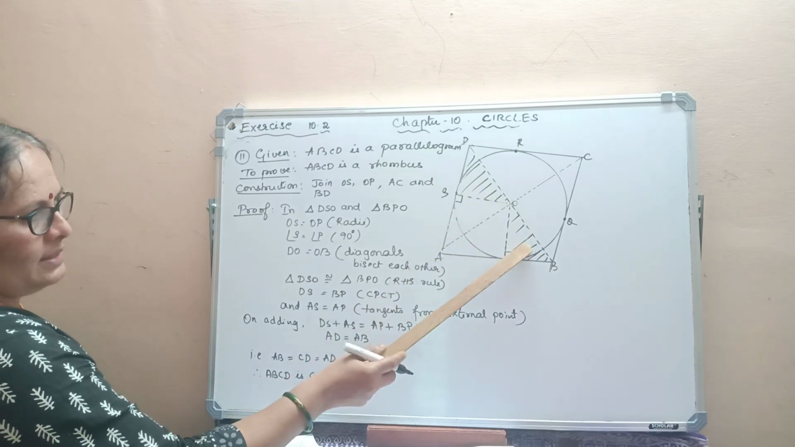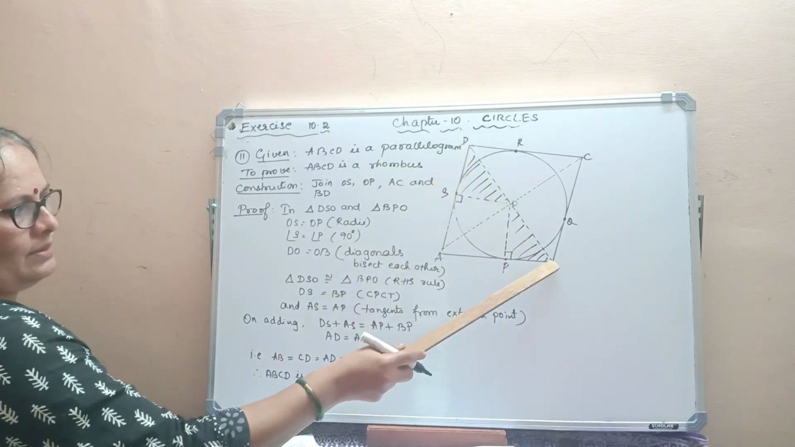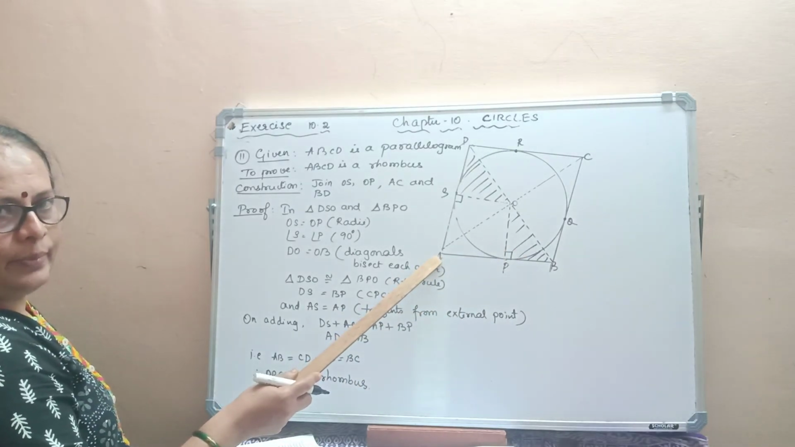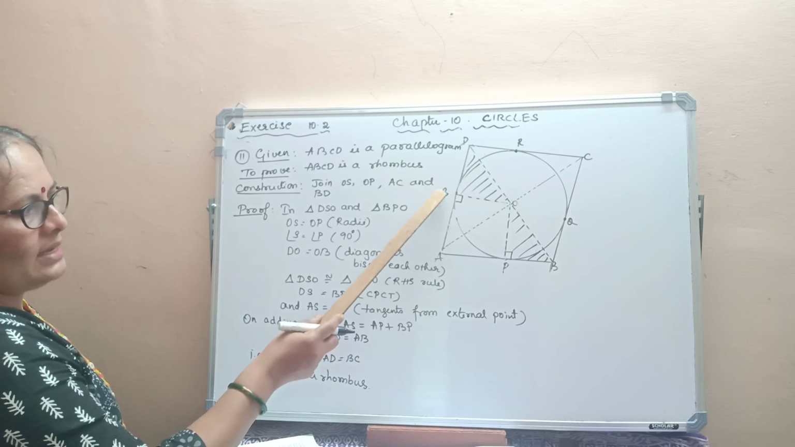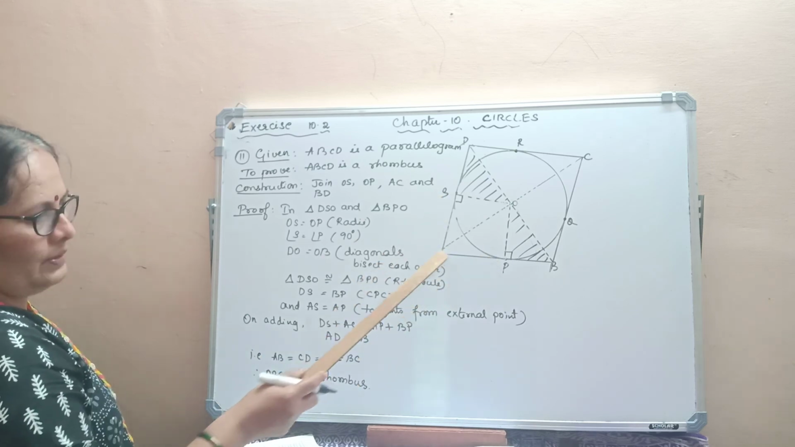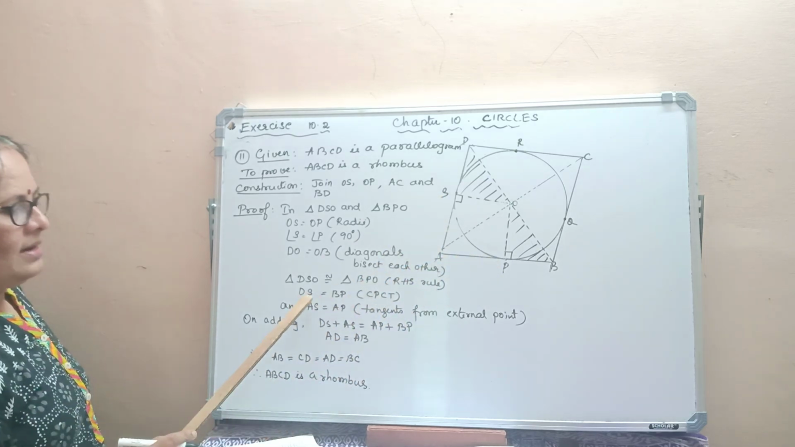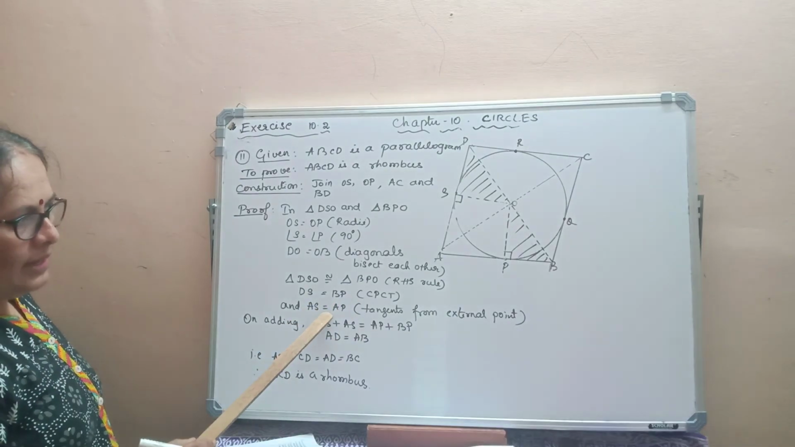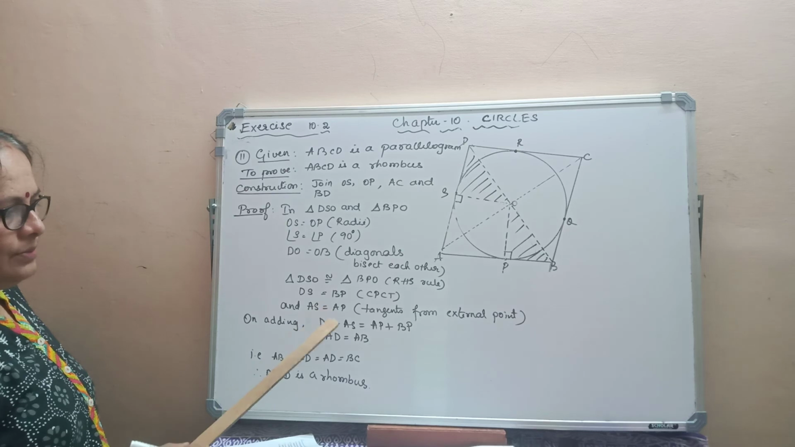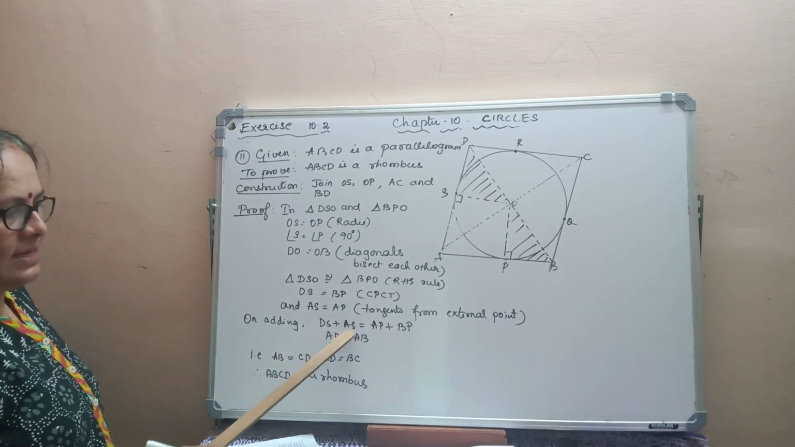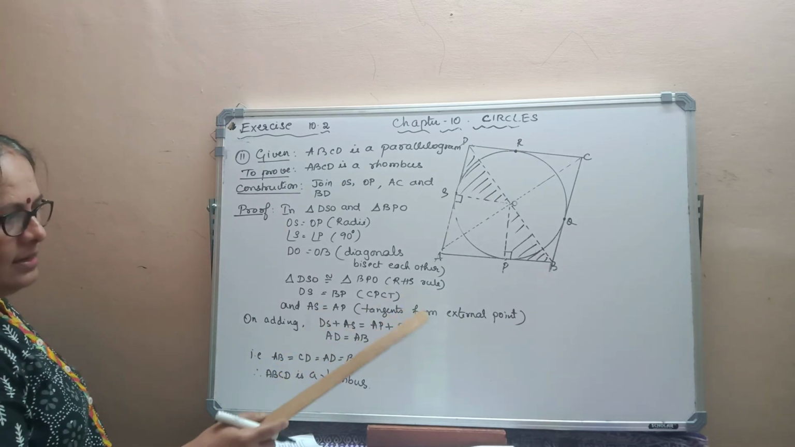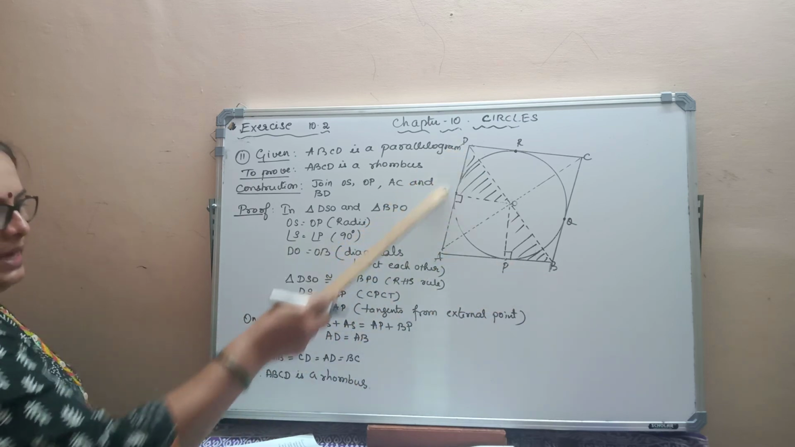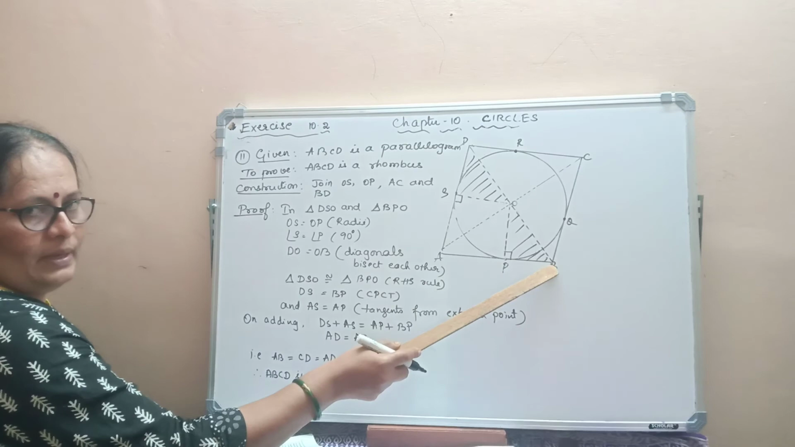When two triangles are congruent, then DS equals PB. But we know that A is the exterior point to the circle. So AS equals AP also. DS equals BP and AS equals AP. On adding these two, you will get DS plus AS, which is AD, and AP plus PB, which is AB. So DA is equal to AB.